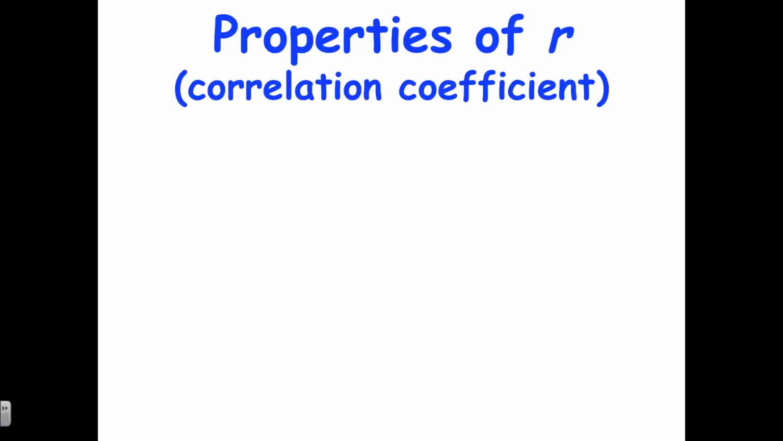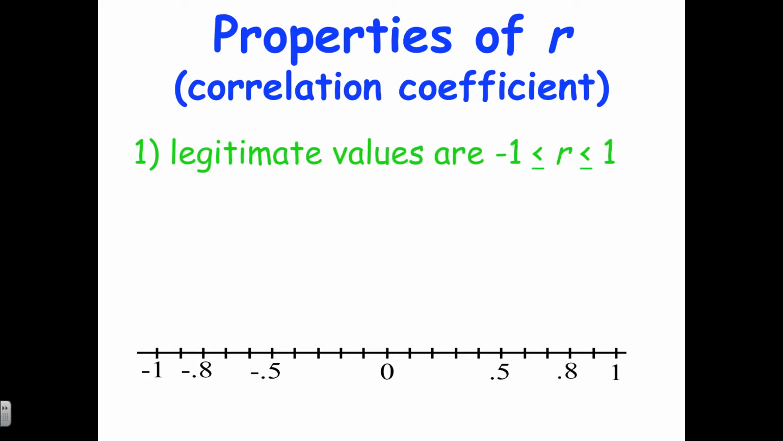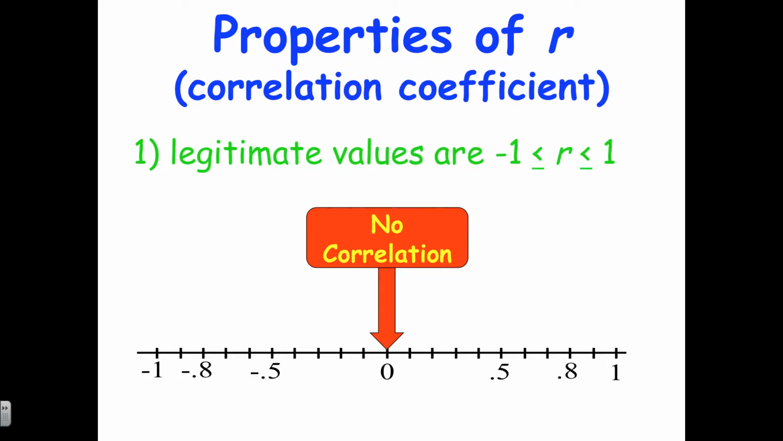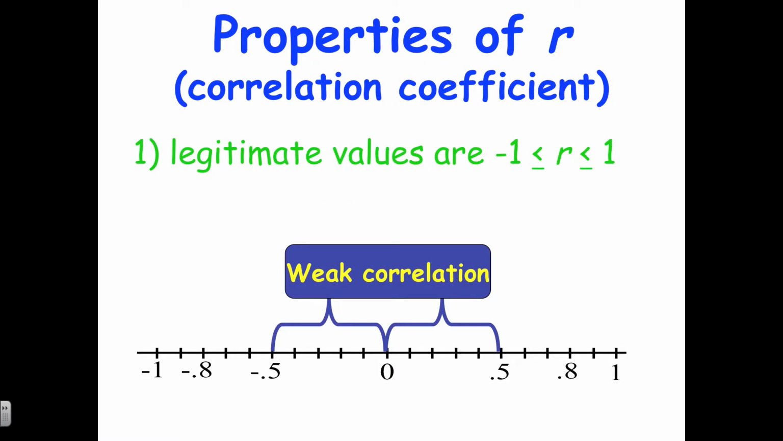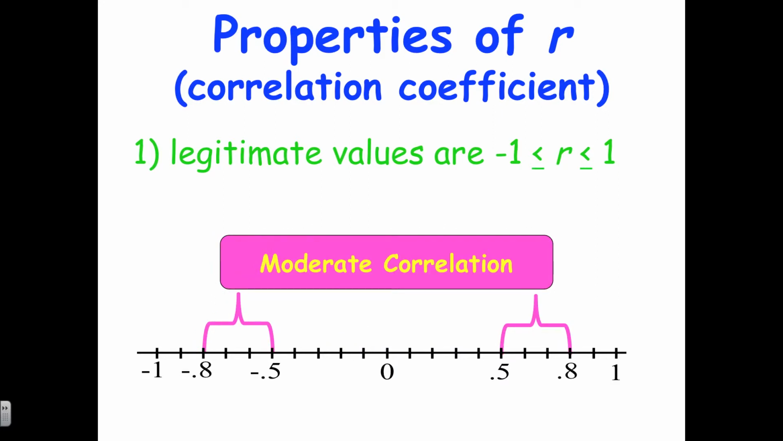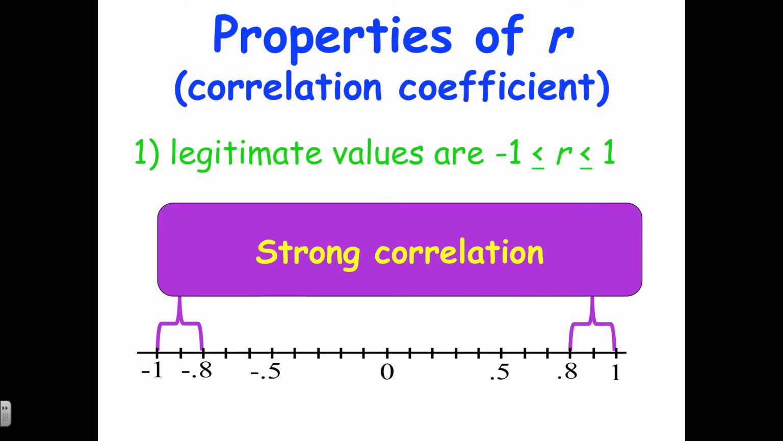Let's look at the properties of the correlation coefficient. Property number 1. The only values that R can take on range between -1 and +1. R value of 0 says there's no linear relationship. That's what correlation is going to mean, a linear relationship. From -0.5 all the way up to +0.5, we're going to say it's a weak linear relationship. Between 0.8 and 0.5, between -0.5 and -0.8, a moderate correlation, and between 0.8 and 1, -0.8 and -1, we'll say there's a strong linear relationship, a strong correlation.